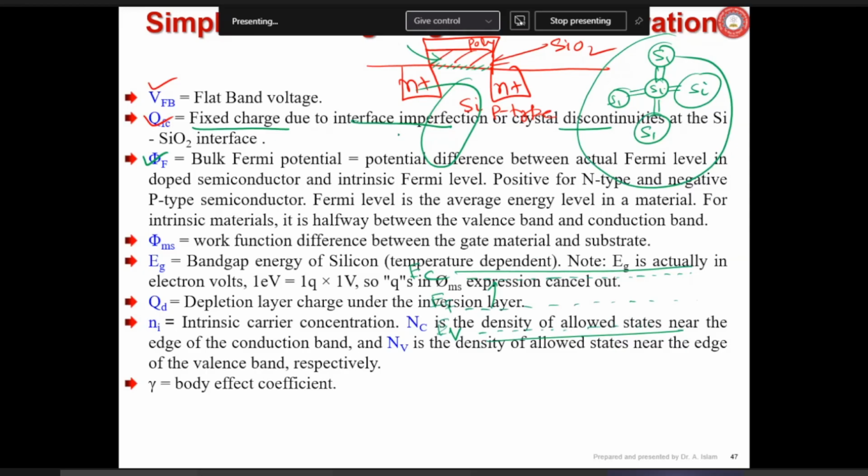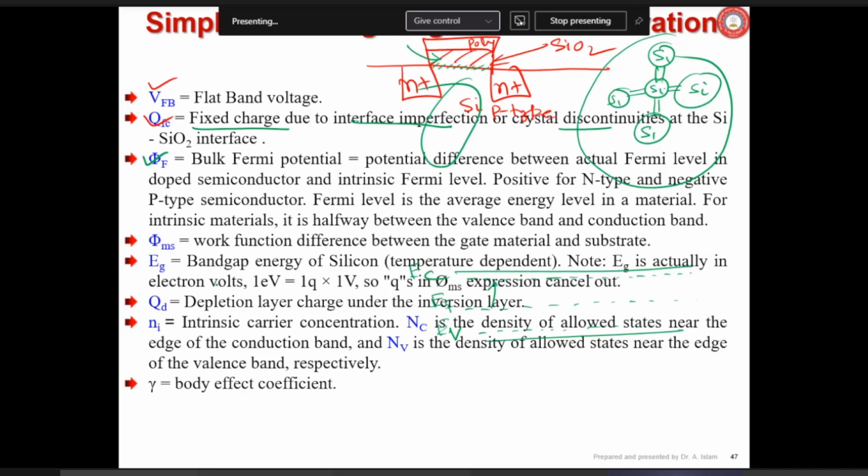So phi F, the bulk Fermi potential, is the potential difference between the actual Fermi level in the doped semiconductor, which may be of two types, N-type or P-type, and the intrinsic Fermi level. Intrinsic Fermi level is more or less at the center. So the potential difference between these two is phi F. Is it understood? You might have studied it in ED. Yes, sir.